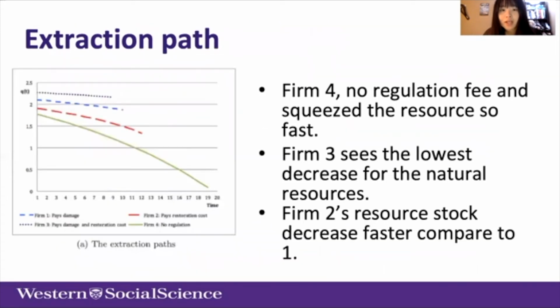Another quantitative analysis is focused on extraction paths. Since firm 4 has no regulation fee to pay, it squeezed the natural resource so fast, and we can see a dramatic decrease in the green line. However, firm 3, which pays the most environmental cost, sees the lowest decrease in natural resources. And firm 2's resource decreased faster compared to firm 1, which means that the damage tax did a better job in resource protection.